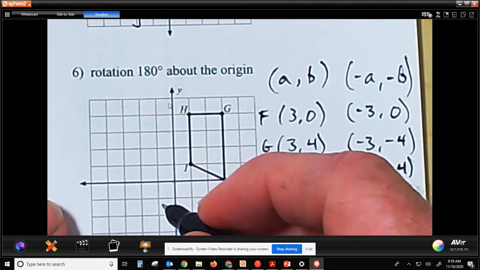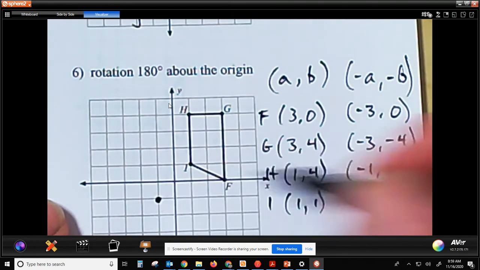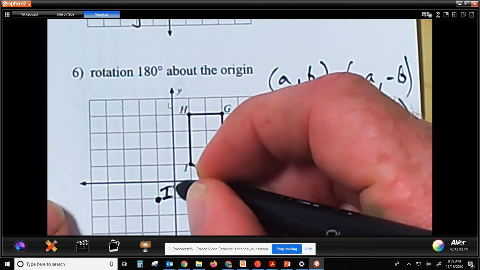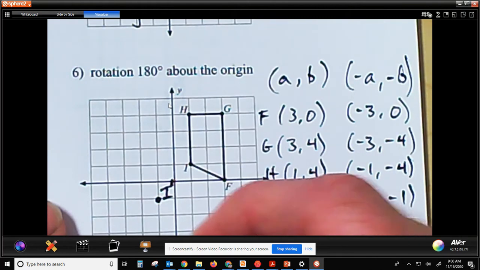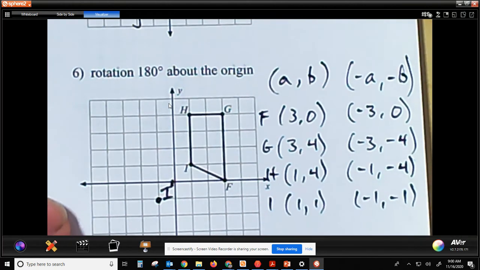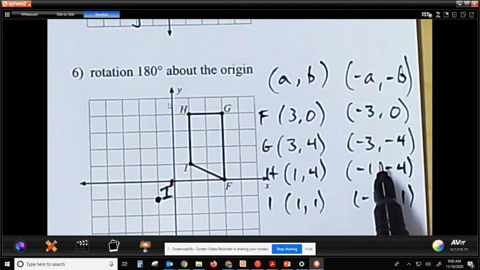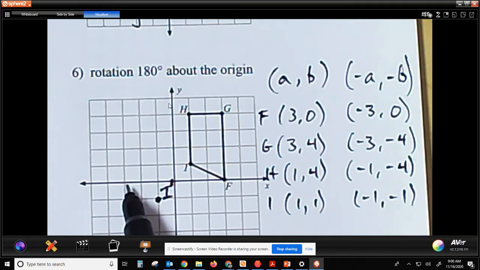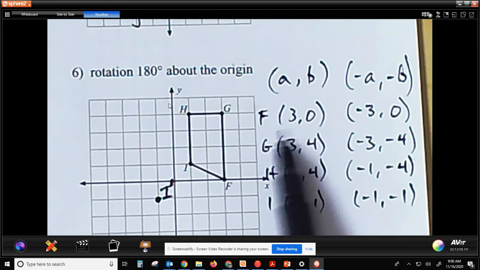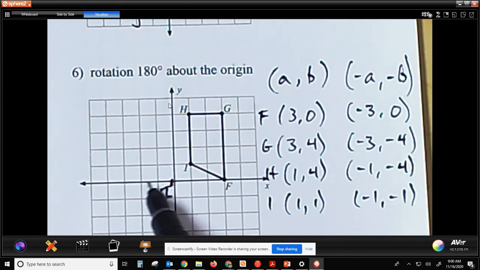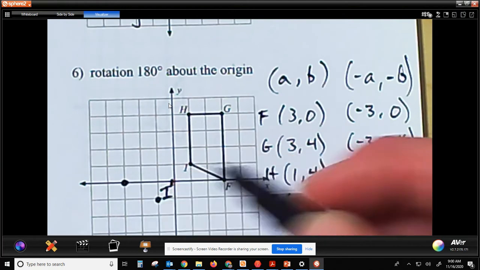Okay, so that's going to put, reading from the bottom up, this is my I prime. Negative 1, negative 1. Negative 1, negative 4. 1, 2, 3, 4 is my H prime. Negative 3, negative 4. 1, 2, 3. 1, 2, 3, 4 is my G prime. And negative 3, 0. 1, 2, 3 is my F prime.